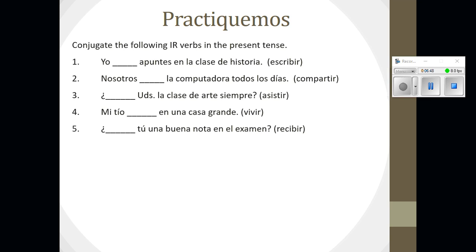Más práctica. Conjugate IR verbs. Okay, same thing here. We're going to use IR verbs. And notice there's a different one for each. Okay, so you'll drop the IR and match up the ending to the subject. Let's do the first one together. Yo escribo apuntes en la clase de historia. I chose escribo because if I drop the IR and add O, that matches the yo subject. Okay, so I write notes in history class. Go ahead and pause and fill in 2 through 5.